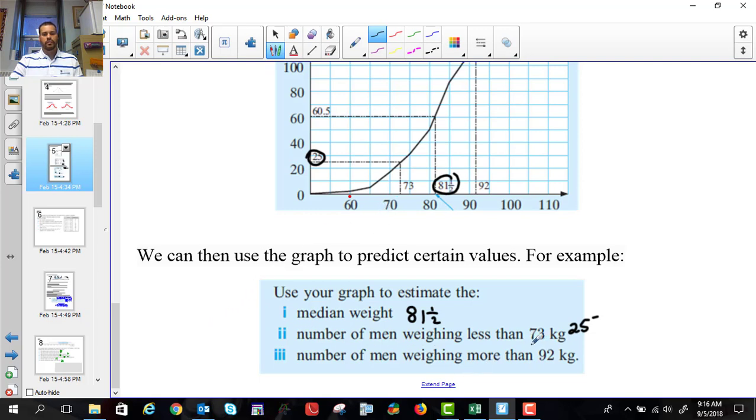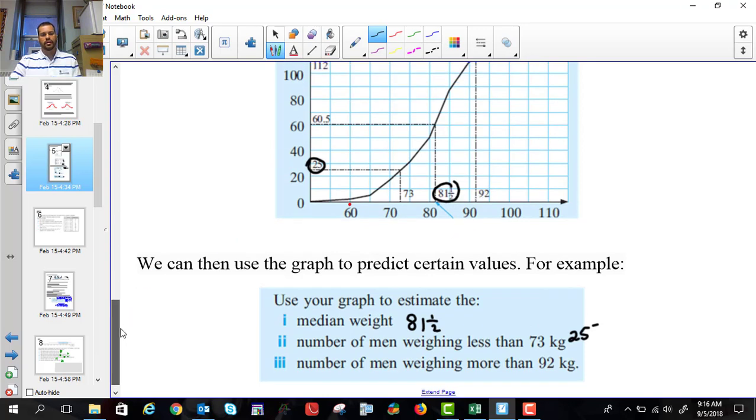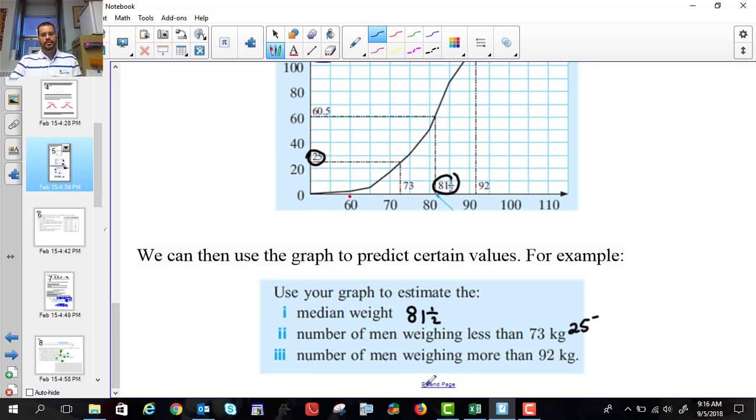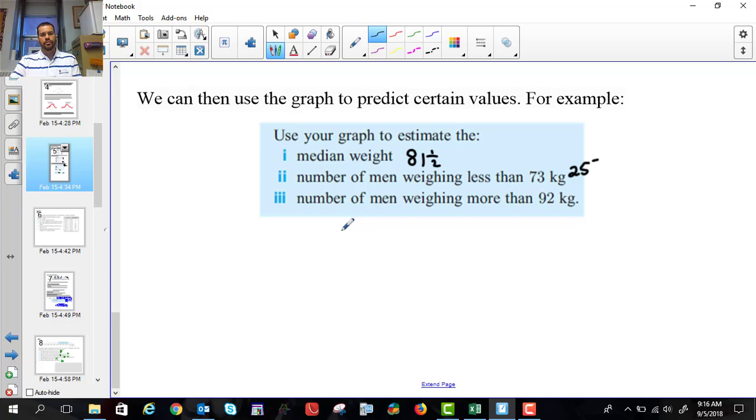Then we go to the number of men weighing more than 92. So what we do is we go to 92, again, we just read it from our scale. 92 is right there, and we have to go up a little bit to see where it comes from. They've read that for us as 112. The difference is here, it says the number of men weighing more than 92. So what we found is that less than 92 is 112. So that means that greater than 92 is 120, our total number of people, minus 112. So the people that are greater than 92, there's 8 of them.